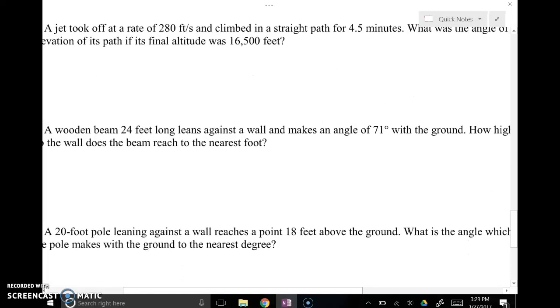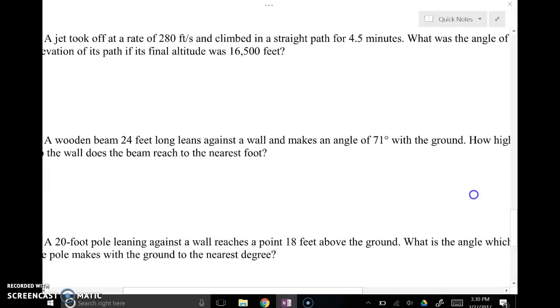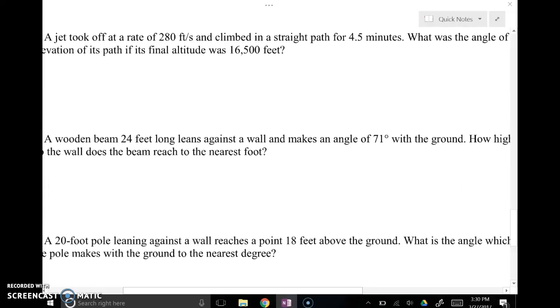A jet took off at a rate of 280 feet per second and climbed in a straight path for 4.5 minutes. What was the angle of elevation of its path if its final altitude was 16,500 feet? Now, this is one of those problems where they give you more information than you need. So let's draw our picture and identify so we can pick out the information that is helpful and get that away from the stuff that's not helpful.